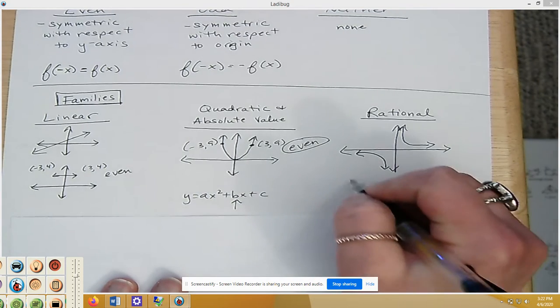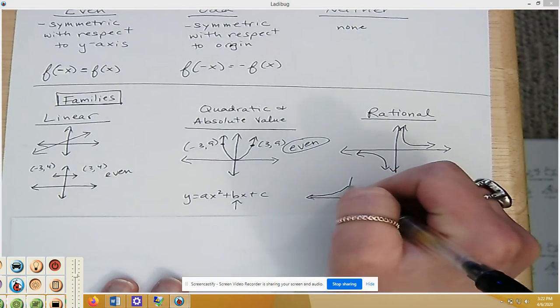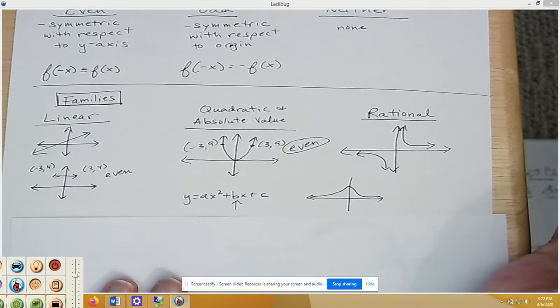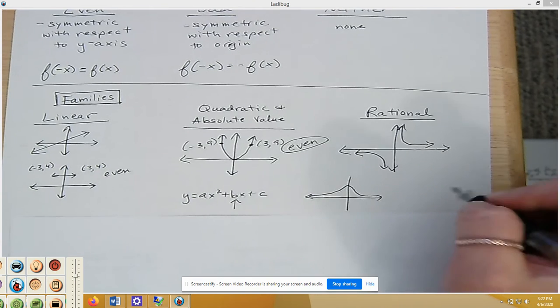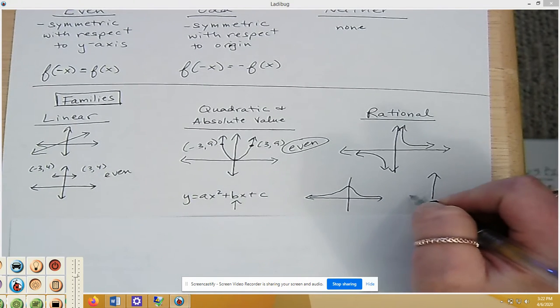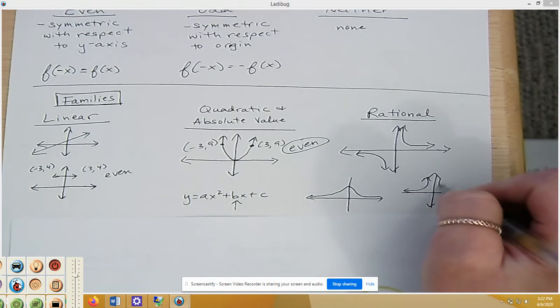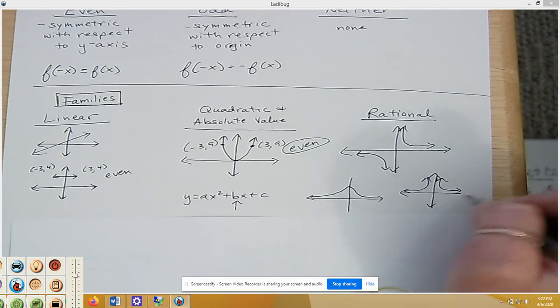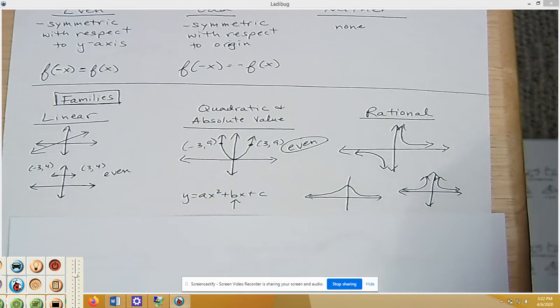There are some rational graphs that come here and have a hump and then keep going. That I didn't draw perfect. There are a lot of rational functions. Some rational functions are shaped like this. So that would be an even. This potentially could be an even.